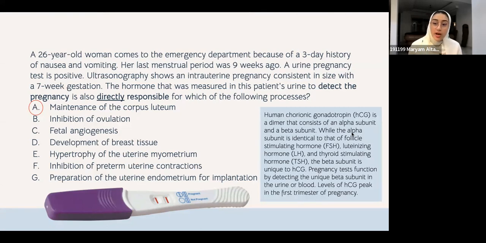If I have a baby, I don't want to shed my uterine lining. I want to maintain it. That's why progesterone is important here. Okay, so is that clear for everyone? So this is the difference.